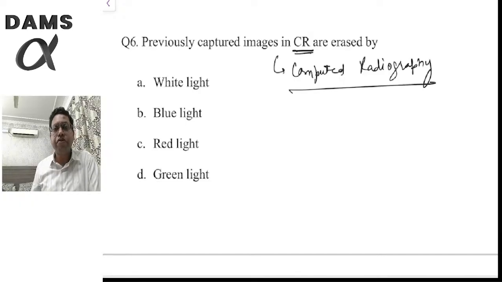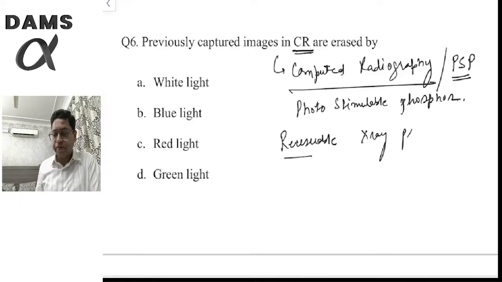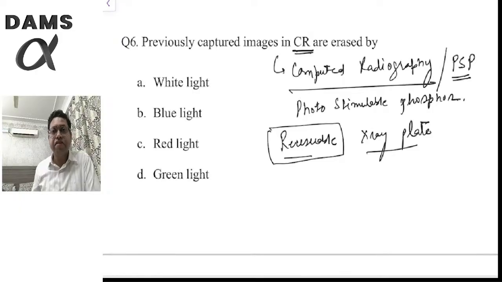Now, what is computed radiography? Computed radiography has another name called PSP, or photostimulable phosphor. This is one radiographic method that uses reusable X-ray plates. PSP methods, photostimulable phosphor, is one of the radiographic techniques that uses reusable X-ray plates.